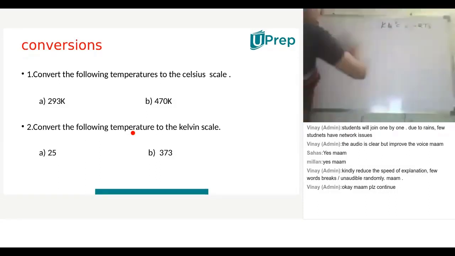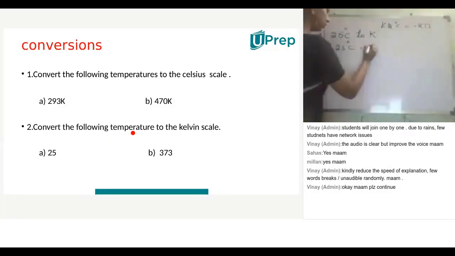Okay, second conversion, that means degrees Celsius to Kelvin. 25 degrees Celsius to Kelvin. 25 degrees Celsius is equal to 25 plus 273. What is the value? 298 Kelvin.